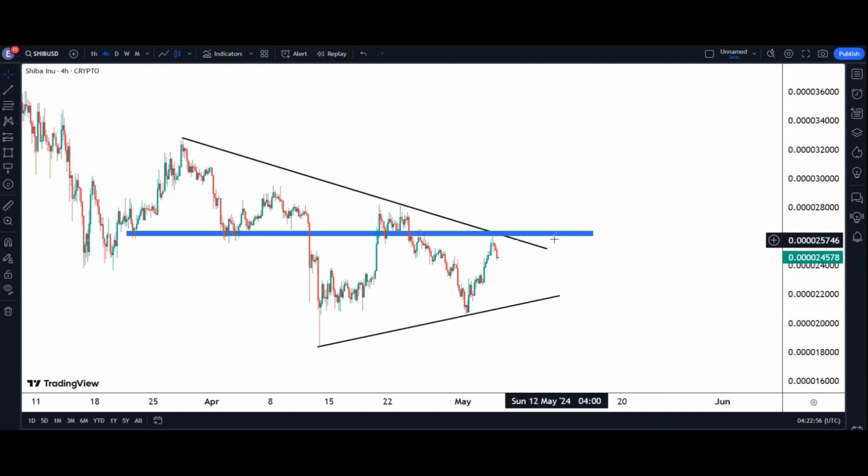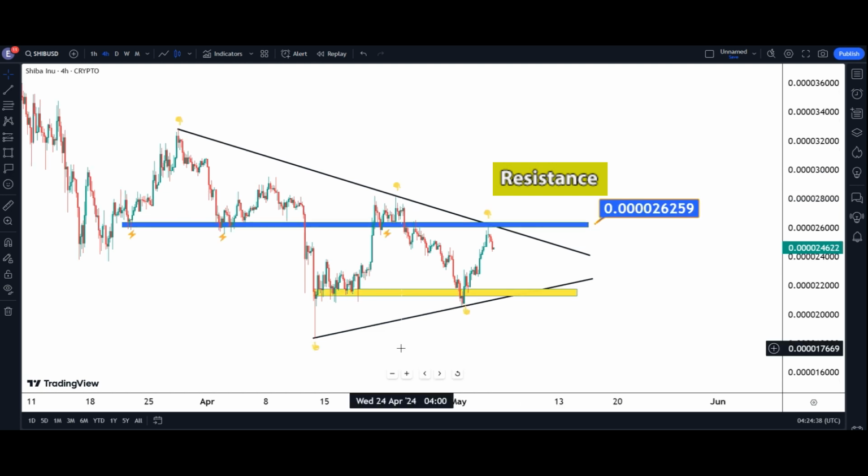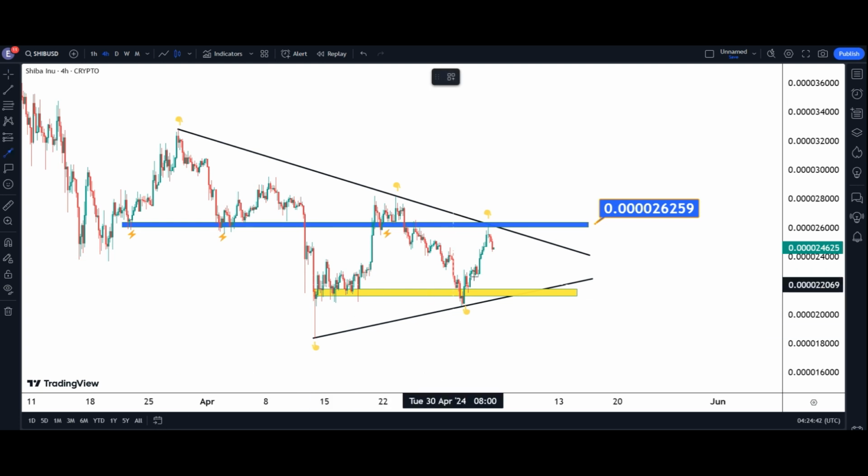I think this level is very important and a strong resistance for this chart. If the market cannot break this level, we have a bearish trend until here.